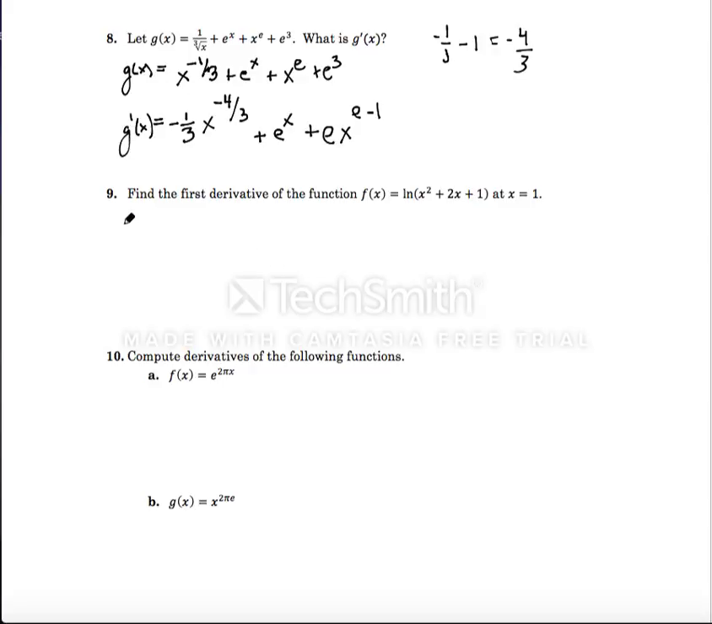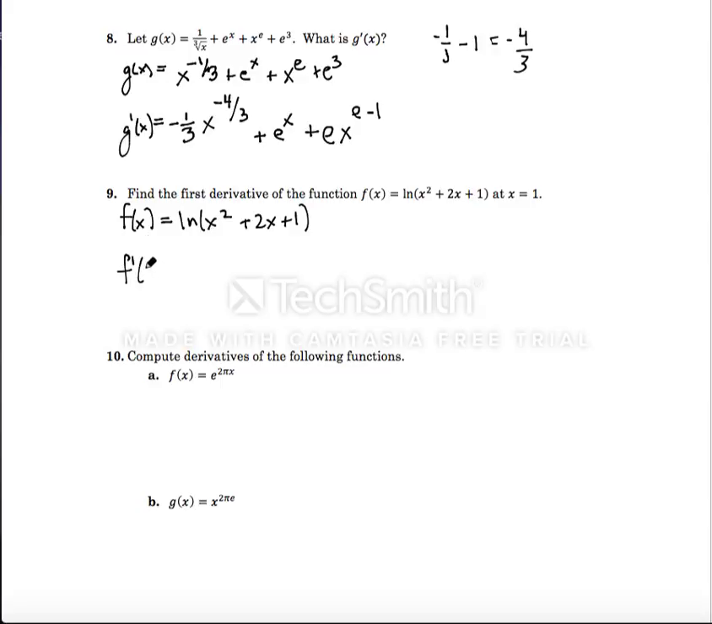For number 9, I want to find the first derivative of the function f of x equals ln of that quadratic. So I'm going to rewrite this to have it where I'm working. ln of x squared plus 2x plus 1, and I want to find this at x equals 1. I'm going to take the derivative first, and then I'll evaluate it.